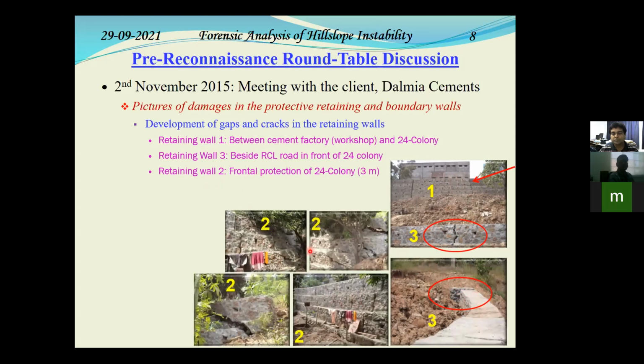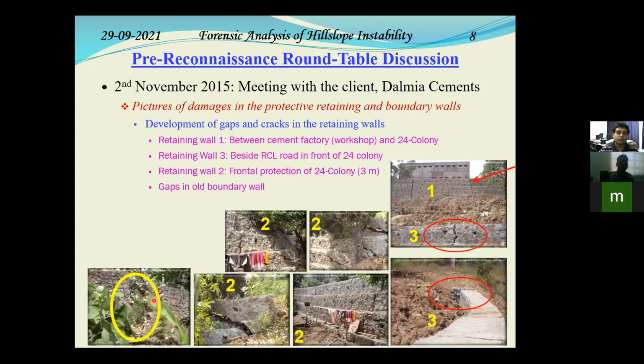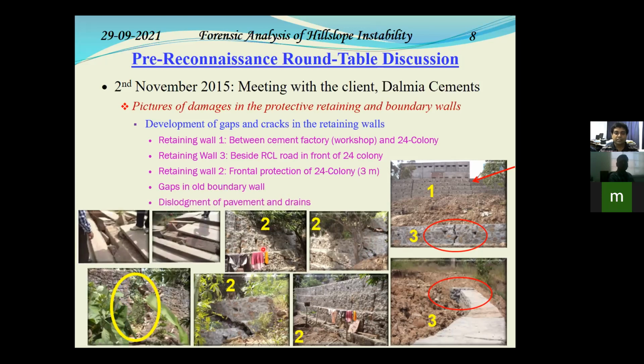Retaining wall 2 is basically just in front of the workers' colony, constructed to protect the workers' colony from the initial movement and expected damage. But this retaining wall 2, over time, also suffered heavy damage. You can see wide cracks, and there has been a lot of toppling of the retaining wall as well. There was also some old boundary wall all around the colony, and that got heavily snapped and detached. And when the soil started to move from the uphill location to the downhill colony, there has been severe dislodgement of the pavements in the workers' colony. The drains got blocked because of the movement of the mass of soil.